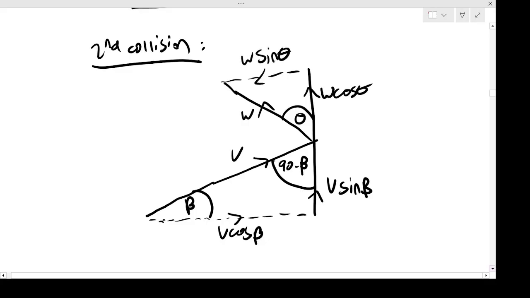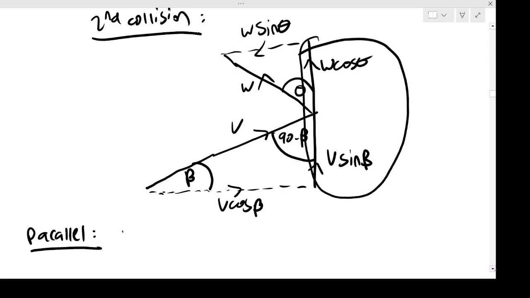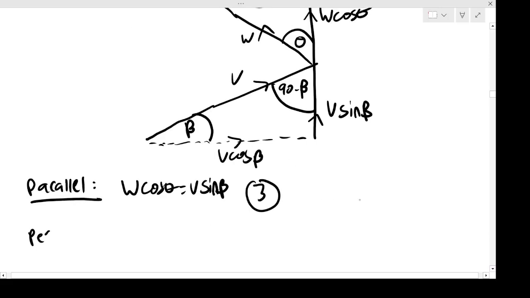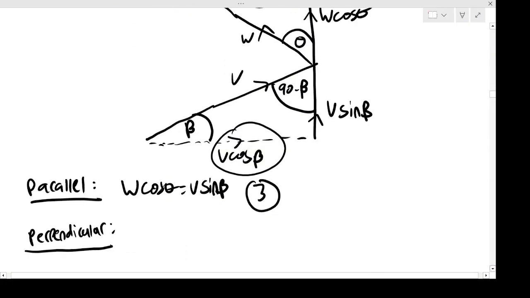Hopefully happy with that. So again, if I do my parallel and perpendicular components, so parallel to the vertical wall here, you can see that W cos theta will equal V sine beta. Then if I do the perpendicular equation, perpendicular to the wall, that's going to be W sine theta and V cos beta. So W sine theta is E lots of the original V cos beta.